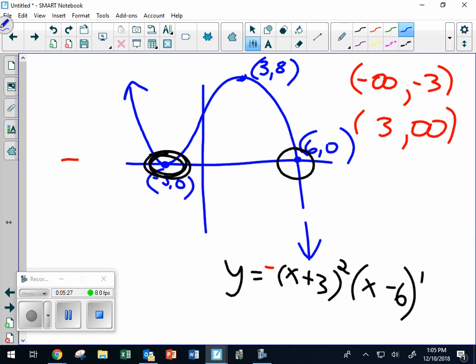Actually, the left side has nothing to do with it. It's just the second thing you said. Because it's going down on the right, it doesn't matter what the left does. If the right side's going down, you need a negative in front. All right. One more like that.